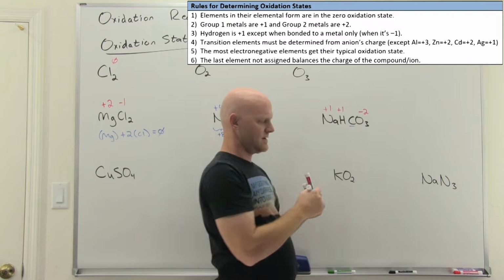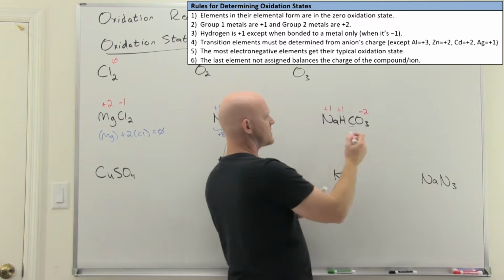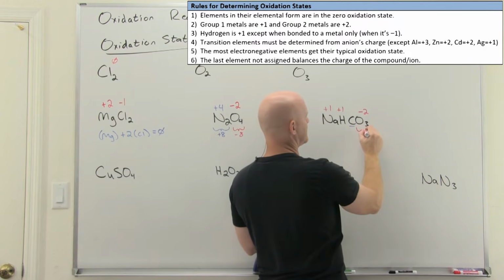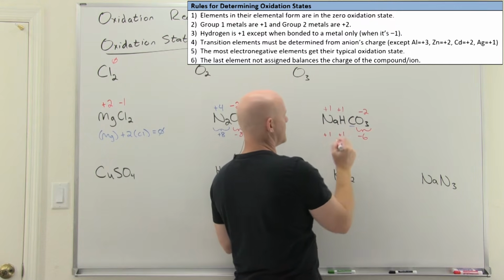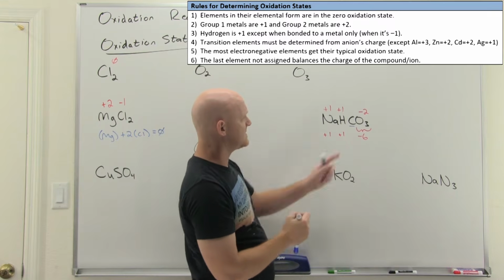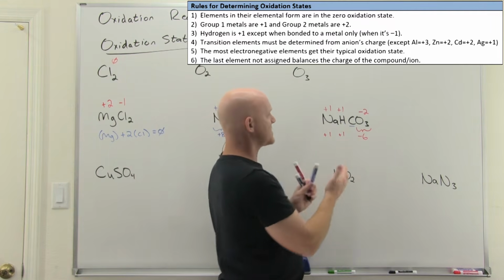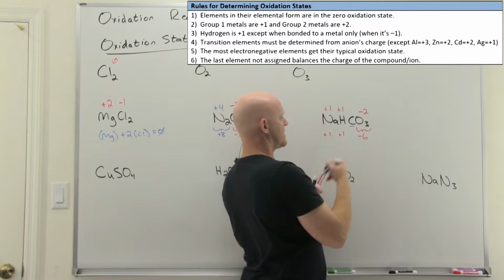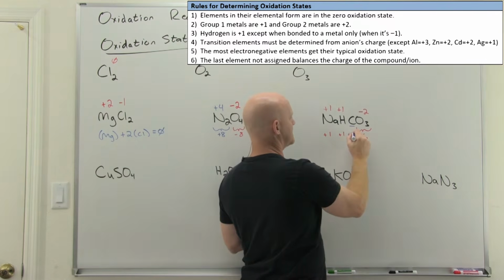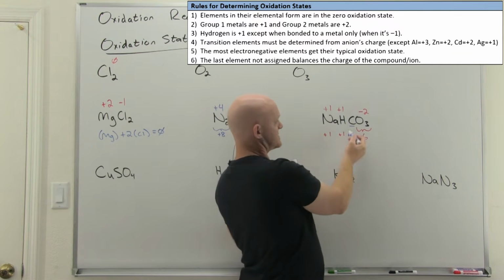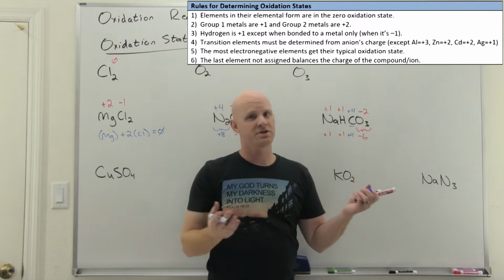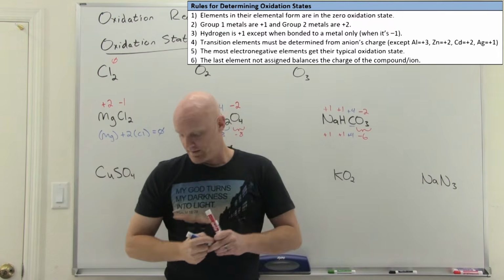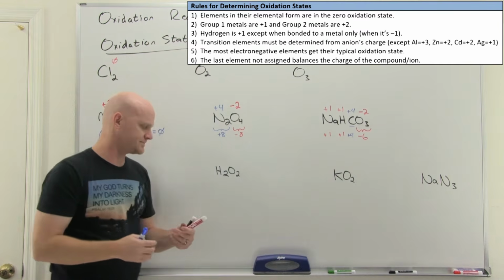If we take a look at our total charge here, we have 3 oxygens for a grand total of -6, but we had just the 1 sodium and just the 1 hydrogen. And so we can see that for the only carbon we have, for this to all balance out to 0, there's no overall charge, it's a neutral compound, it's going to have to be +4. In this case, that's all on 1 carbon, so carbon's oxidation state is simply +4. Cool. Let's do another example.